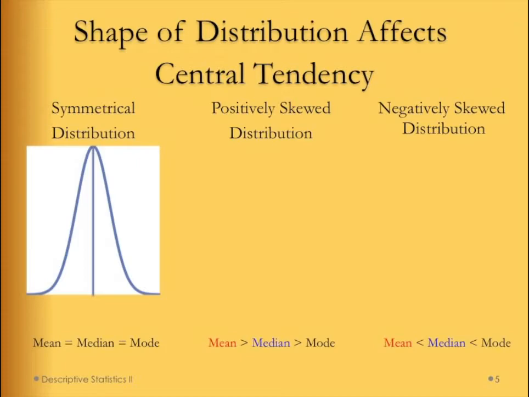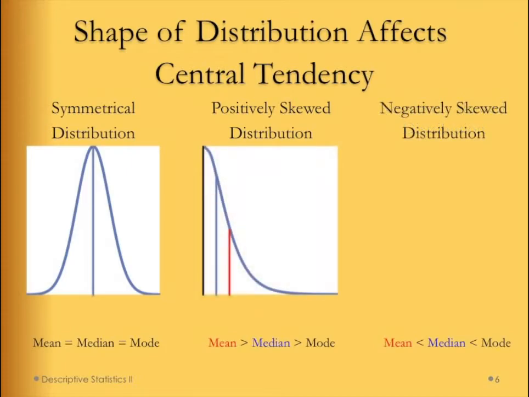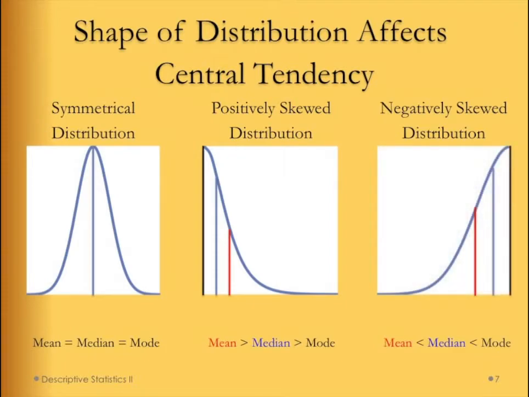The shape of the distribution affects the placement of the various measures of central tendency. In a symmetrical distribution, the measures of central tendency will equal each other. But in a positively skewed distribution, the mode will be lower than the median, and both will be lower than the mean. This pattern is reversed in a negatively skewed distribution in which the mean is lower than the median and both are lower than the mode.